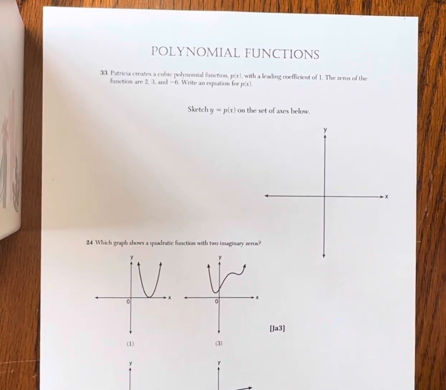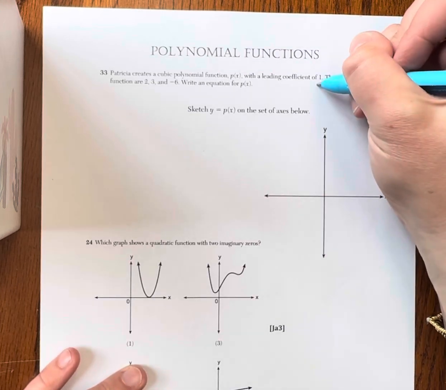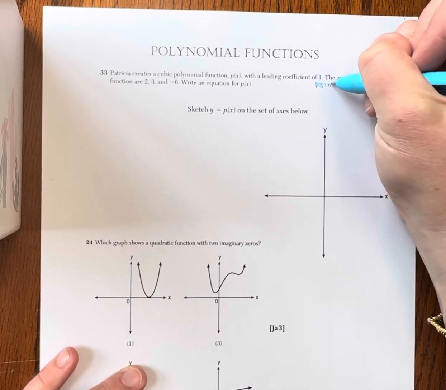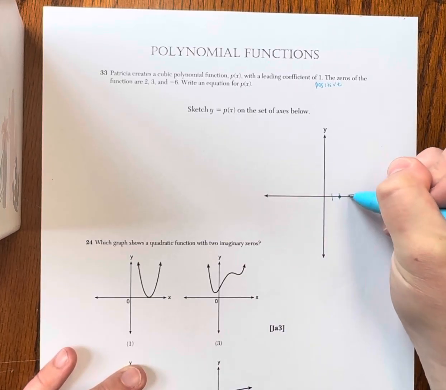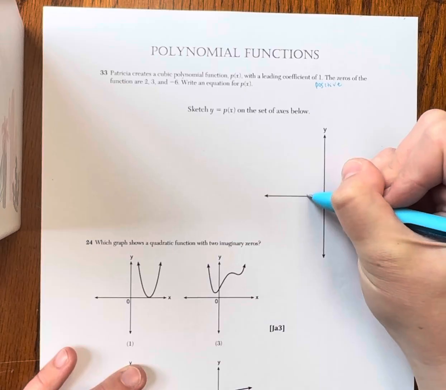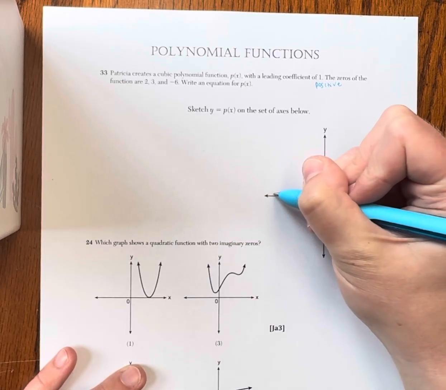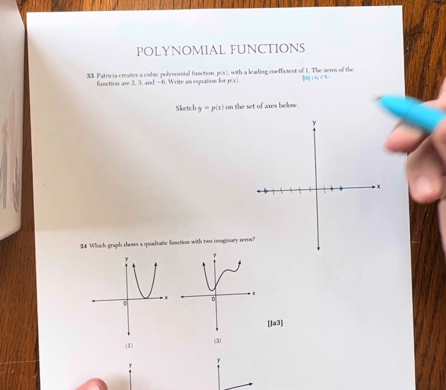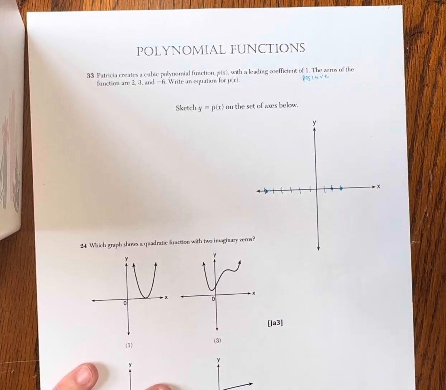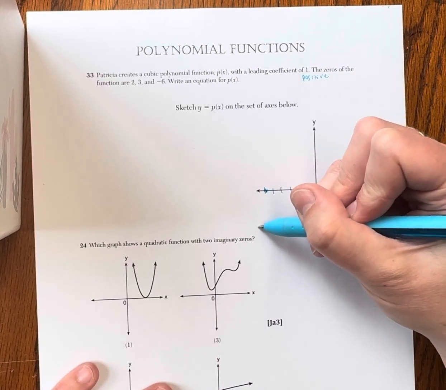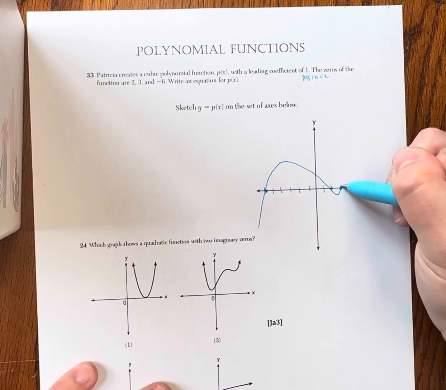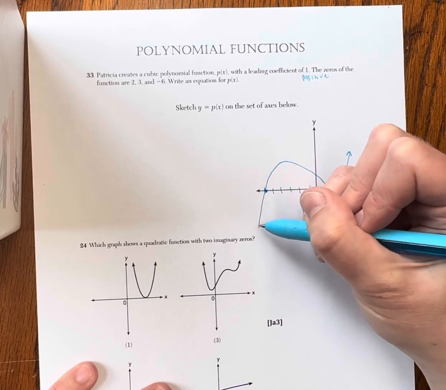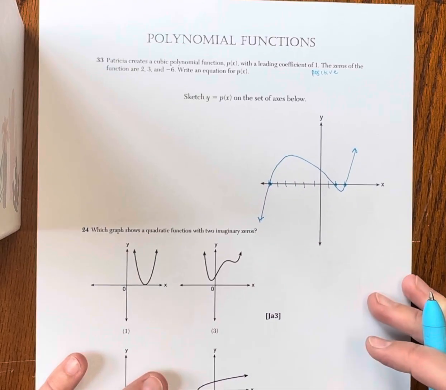All right, Patricia creates a cubic polynomial function with a leading coefficient of 1, which is positive. The zeros of the function are 2, 3, and negative 6. All right, so we're going to connect all of these, and then we'll be good.